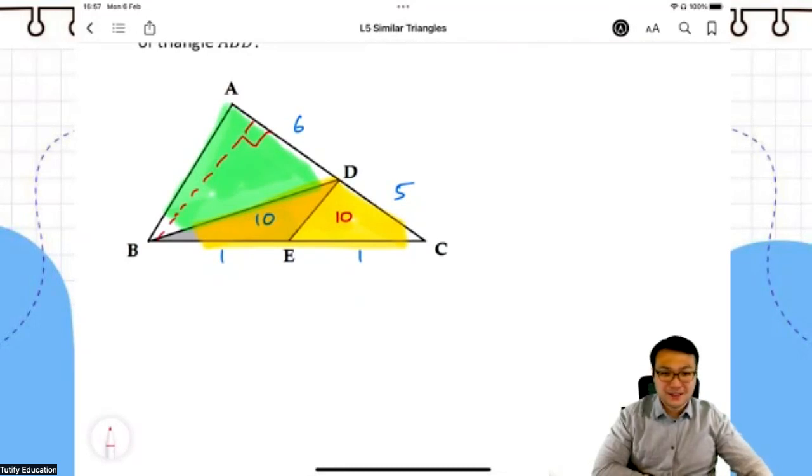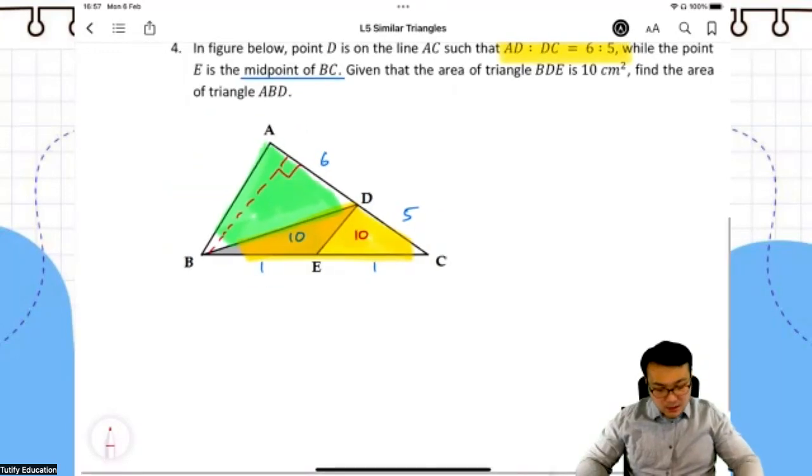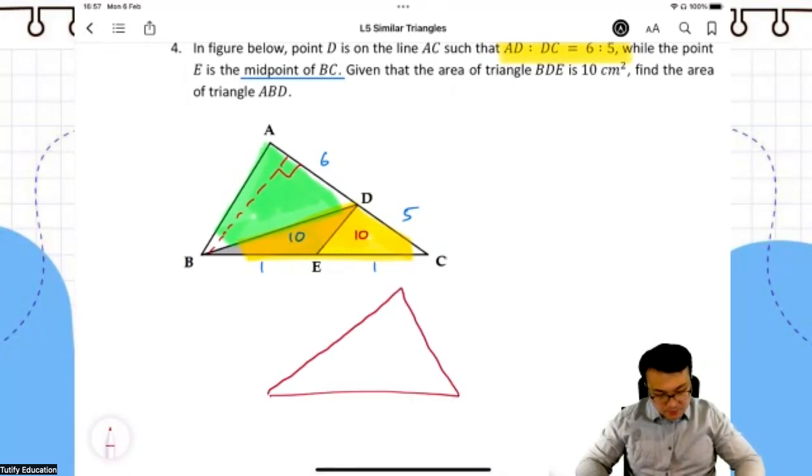Okay, Nicole, can you help me out with this question? Do you think the yellow and green triangles have the same height? Yes, okay. If I were to redraw them in a different orientation, like this, then it should look something like that.